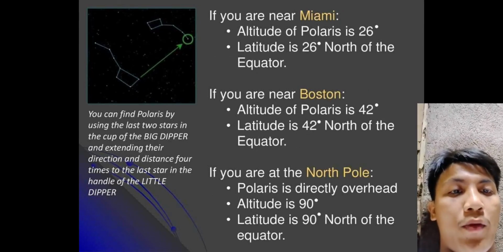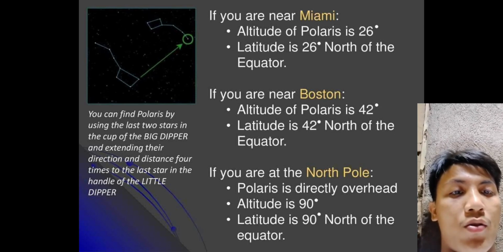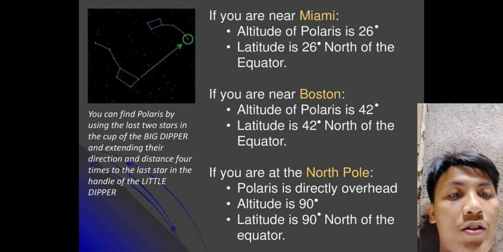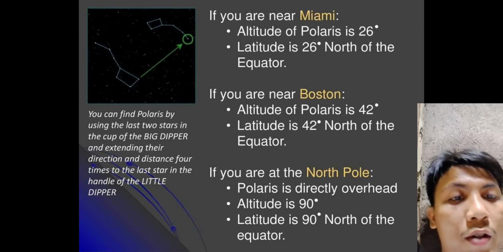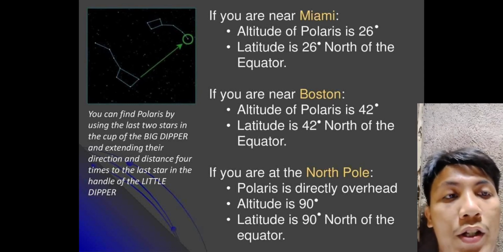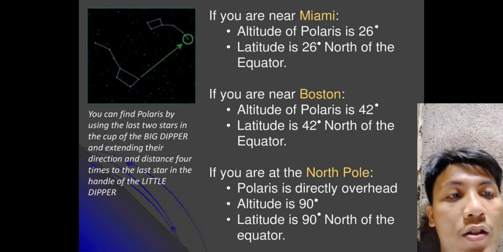You can find Polaris by using the last two stars in the cup of the Big Dipper and extending that direction and distance 4 times, to the last star in the handle of the Little Dipper. If you are near Miami, the altitude of Polaris is 26 degrees. Latitude is 26 degrees north of the equator.